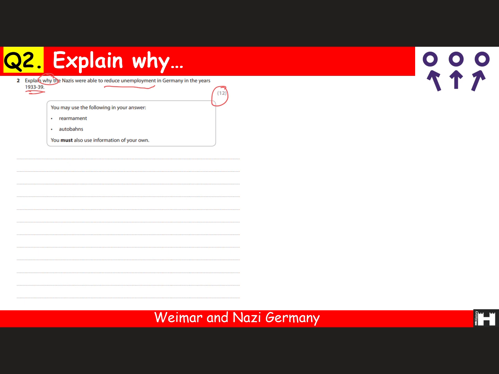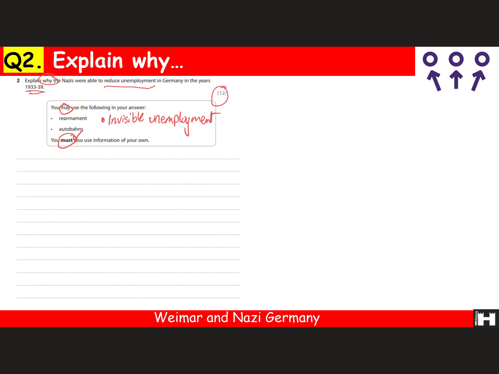Just to emphasise again, it tells you that you may use these 2 bullet points, but you must use information of your own. And the little tip I told you last time is just write in that box what your third one is going to be. It does 2 things. It tells the examiner what you're going to be writing about, and emphasises the fact that you are going to pick up these marks here for doing the extra information, and it helps you keep your focus. Okay, so my third point would be about invisible unemployment.